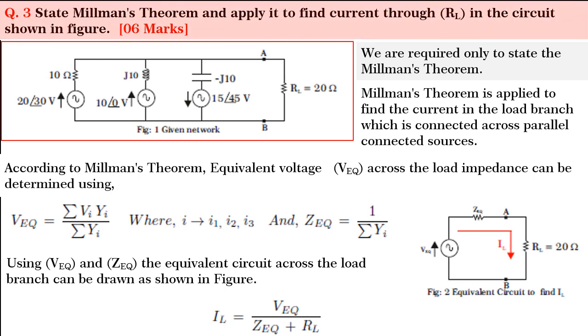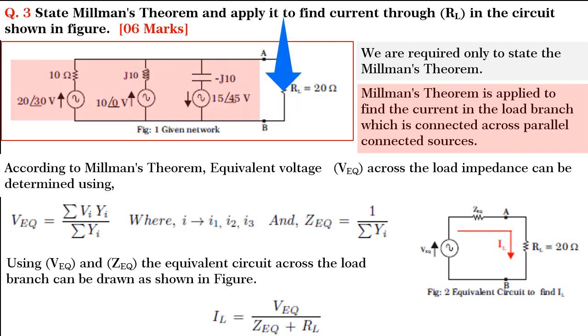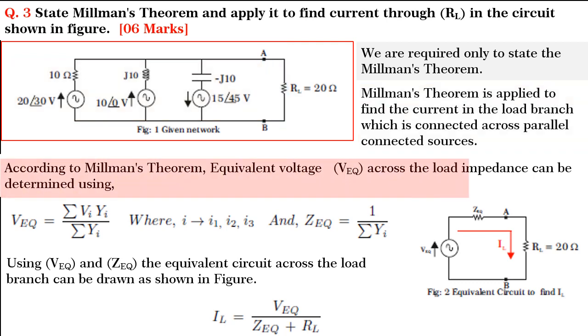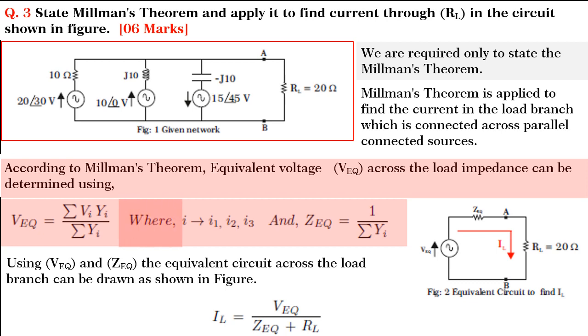In this question, we are required to state Millman's theorem and apply it to find current flowing through RL in the network shown in figure. Friends, note that we are required to only state the Millman's theorem. Hence, we know that Millman's theorem is applied to find the current in the load branch which is connected across parallel connected sources. So, according to Millman's theorem, the equivalent voltage V equivalent across the load impedance can be determined by using V equivalent is equal to summation of Vi Yi divided by summation of Yi, where i goes from 1, 2 to 3 in this circuit.